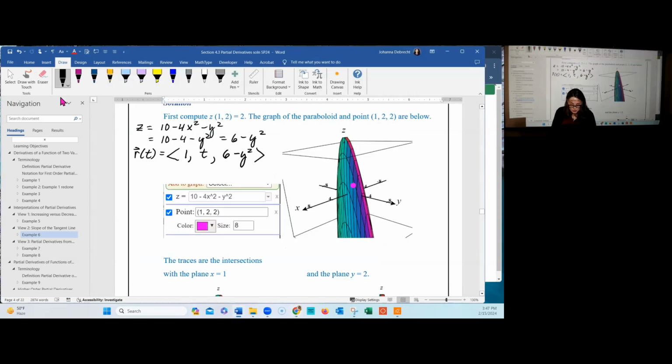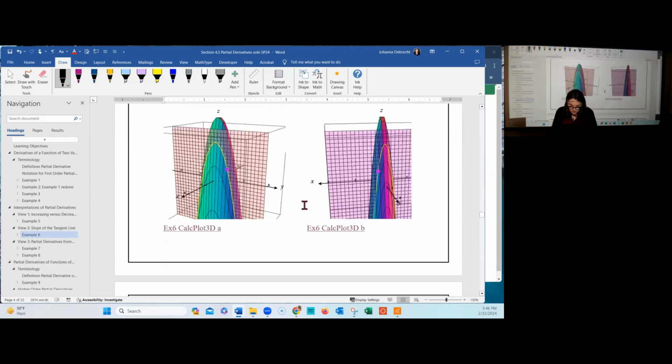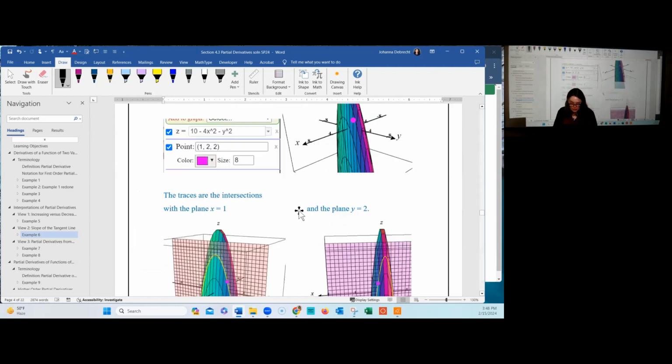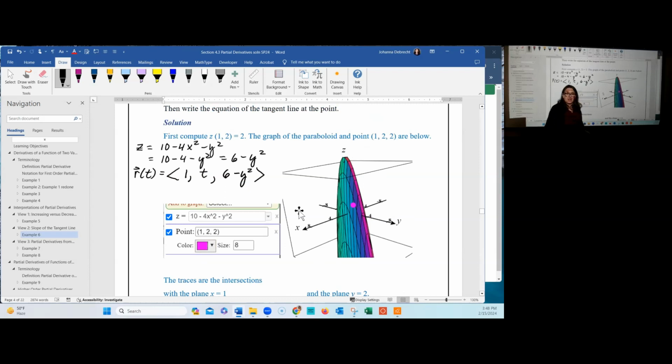Once we have that, we want to find the slope of the tangent line and the equation of the tangent line at a particular point. The particular point we found to be 1, 2, 2. Now that we know how to graph the trace, we want to go ahead and compute the partial derivative. So the next thing that we're going to do is compute the partial derivative of z with respect to y. Coming back up to our equation again, which is written up here, 10 minus 4x squared minus y squared, the partial with respect to y would be negative 2y.